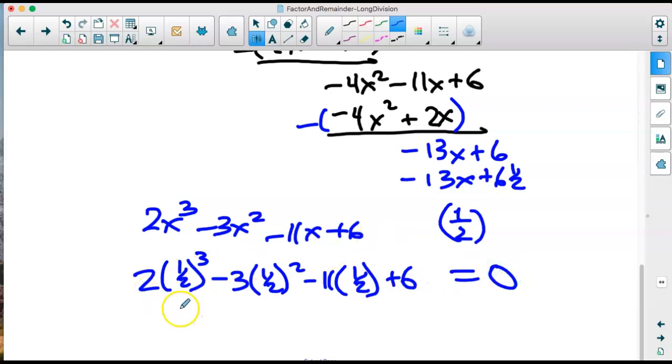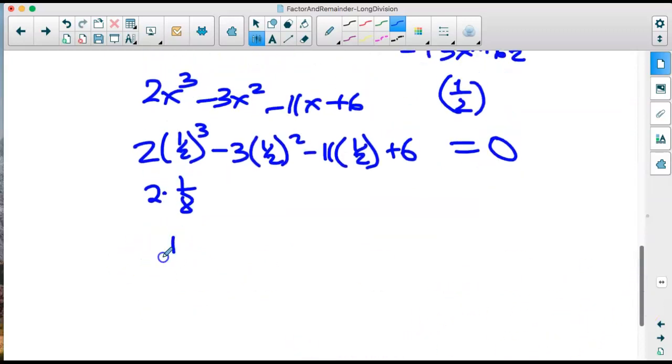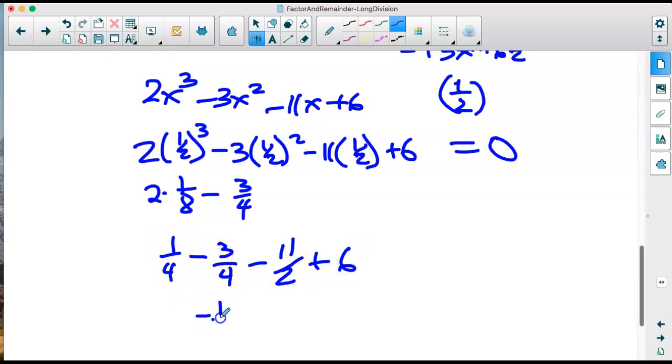Let's just double check. This is 1/8 times 2, so that's 1/4. We're going to check this out. That's 1/4. This is 1/4, so that's 3/4 minus 3/4. Okay, minus this is 11 halves, so that's 11 halves plus 6. So this minus this is minus 1/2 minus 11 halves plus 6. So that's 2 halves, 2/4. That's right. So this is 0. Minus this is minus 12 halves, which is 6.